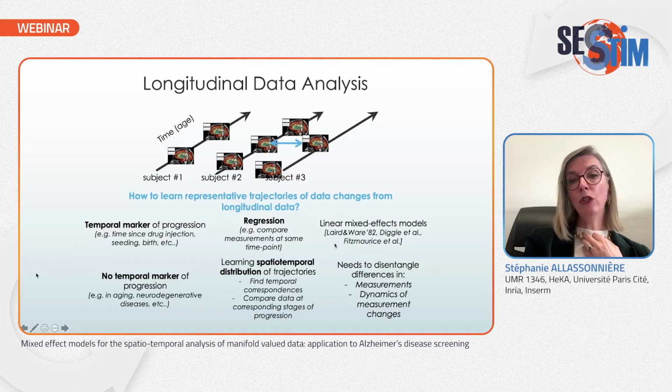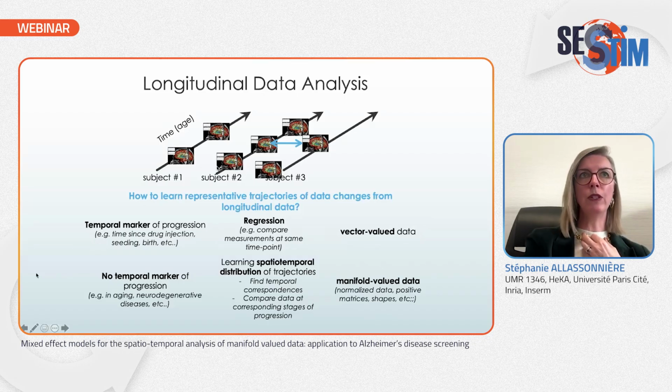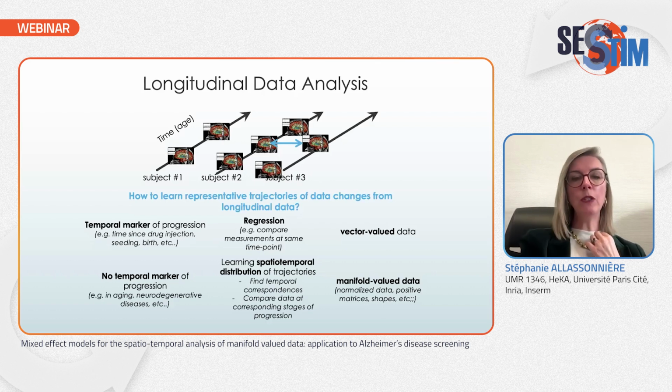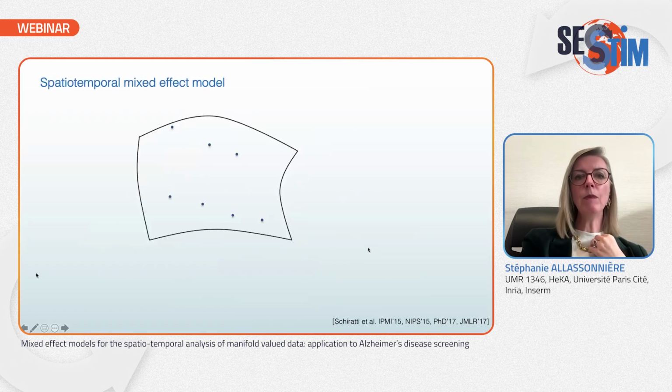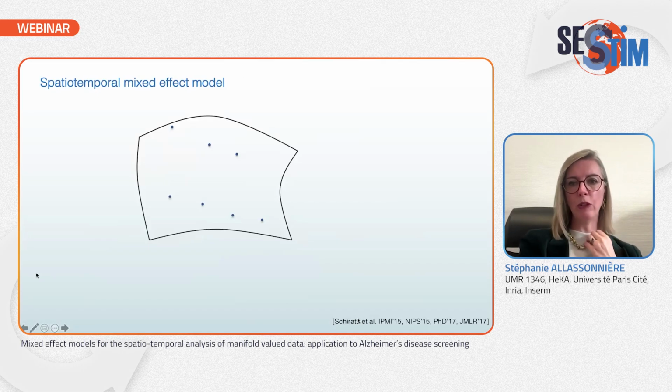And we need to work with something that is not vector-valued data, but manifold-valued data. You're not working with vectors that are living in R^d, but with images, with shapes, with scores that are bounded. And so you cannot work anymore with vector-valued data. So this is the model that we have been able to design. This work was from the PhD thesis of Jean-Baptiste Schiratti, in collaboration with the Aramis team at Pitié-Salpêtrière.